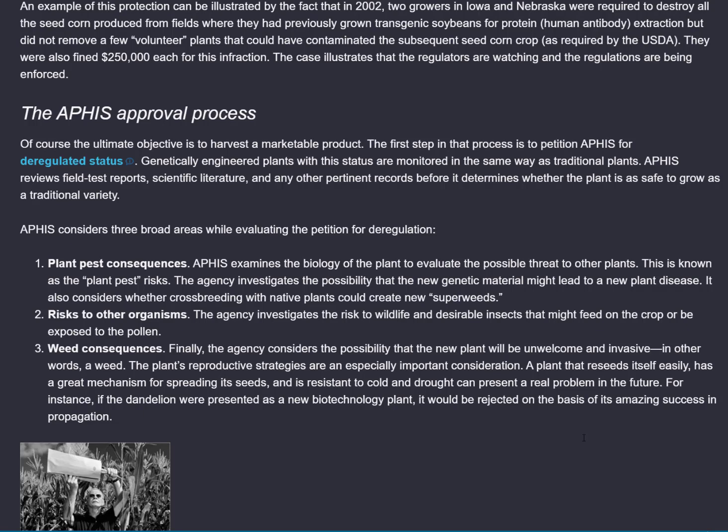They were also fined $250,000 each for this infraction. The case illustrates that the regulators are watching and the regulations are being enforced.